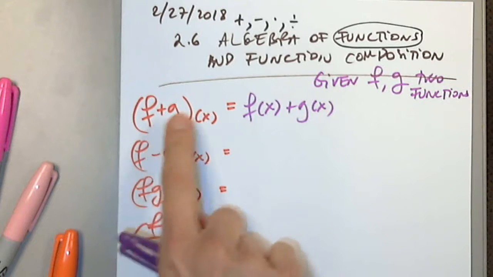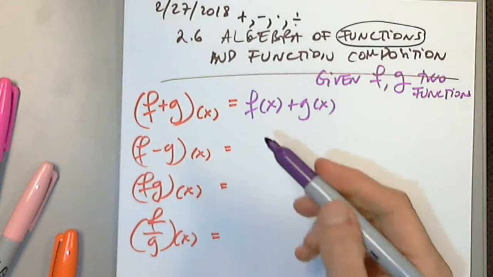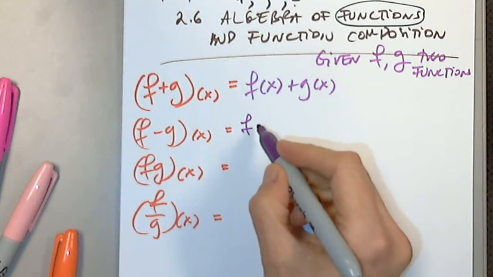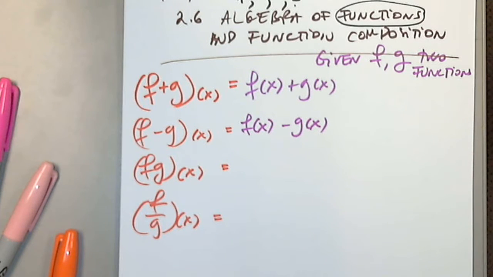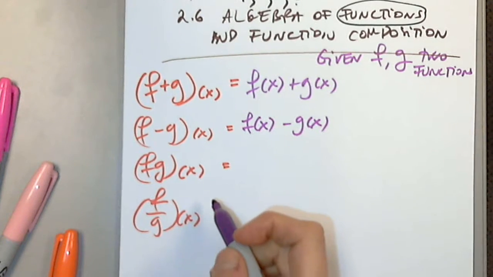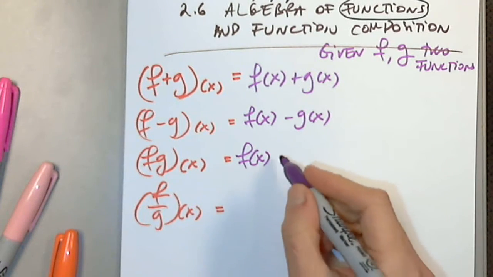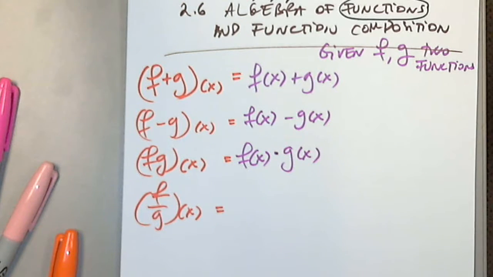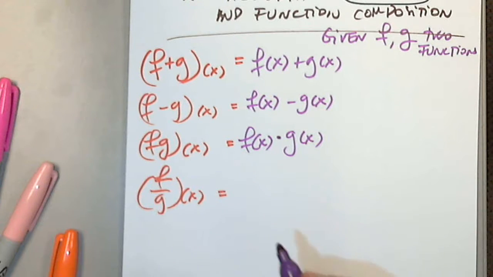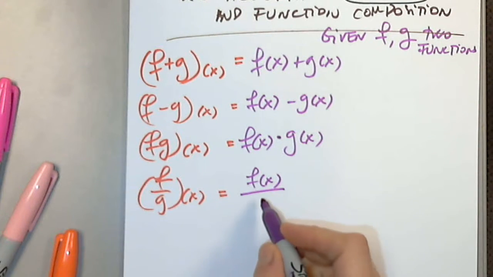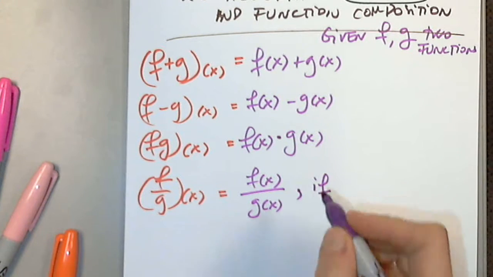Obviously, this must be the sum of the two given functions. Can anyone give us the second one? Obviously, this is the difference of the two functions. Can anyone give us the third one? F of x. Exactly. That's it. Awesome. And can anyone give us the last one? What do you think? Very good. And I'm going to put this time a comma, and I'm going to write if.